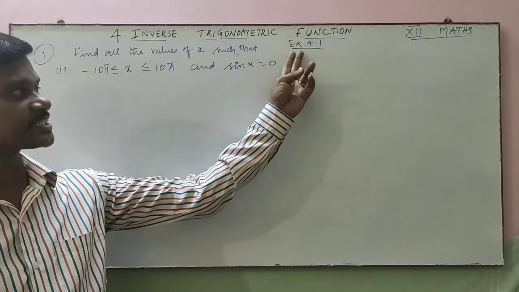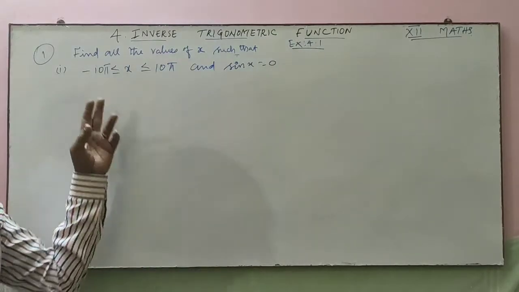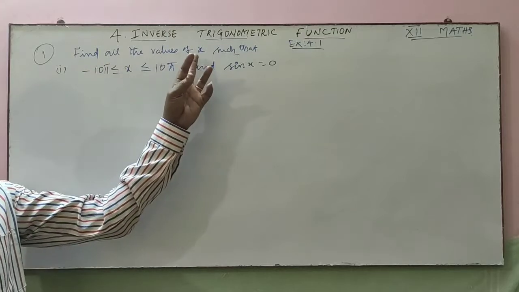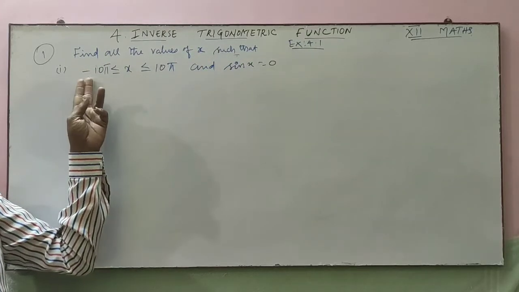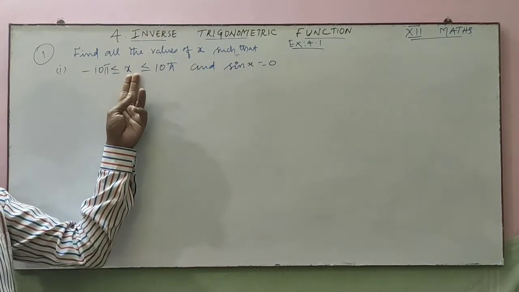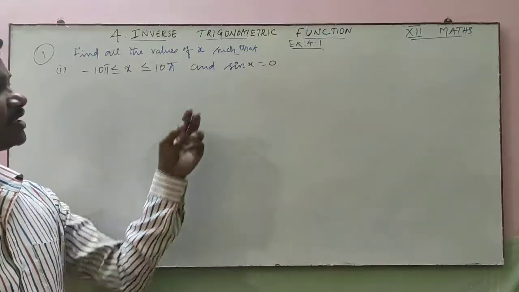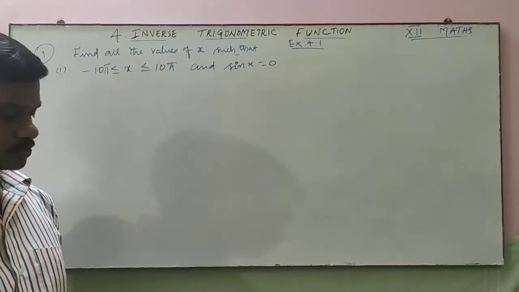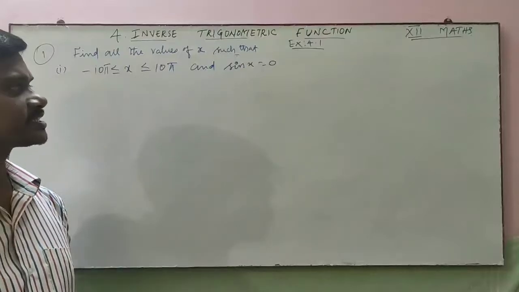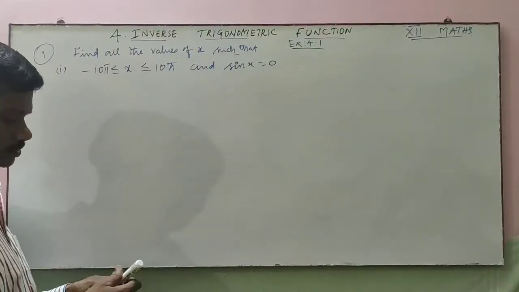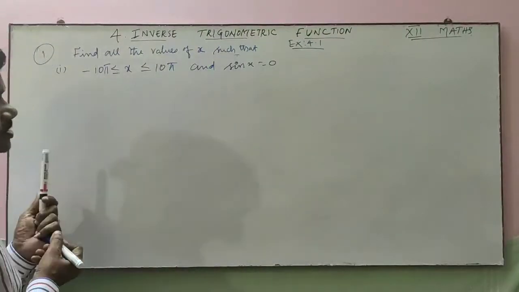Now we move to the exercise 4.1. In this, the first sum is: find all the values of x such that minus 10 pi is less than or equal to x less than or equal to 10 pi and sin x equal to 0. So for what values is sin x 0? We know sin 0 is 0.